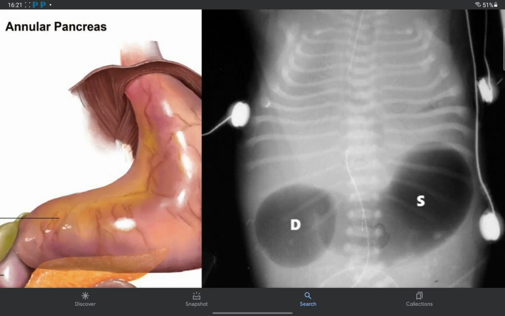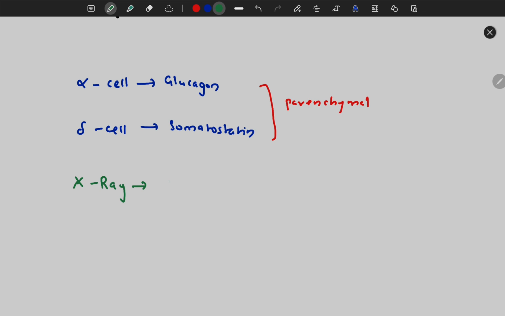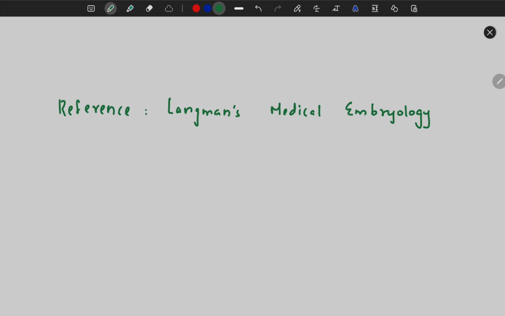This is an X-ray which is showing the annular pancreas. On X-ray you can see this is the stomach and this is the duodenum. There is loss of continuity of the duodenum because the pancreas is surrounding here, and this sign is called the double bubble sign. So the X-ray finding of annular pancreas will show the double bubble sign. With this I am concluding my topic.